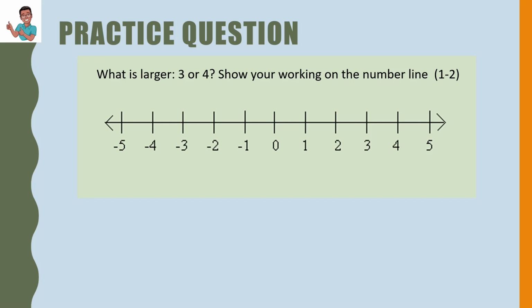This question is asking us which number is larger, 3 or 4. Obviously when we look at this question, we know that 4 is going to be bigger. But let's prove this on the number line. Let's indicate 3 here and 4. Now we can tell that 4 is bigger than 3 because it is more to the right than 3.